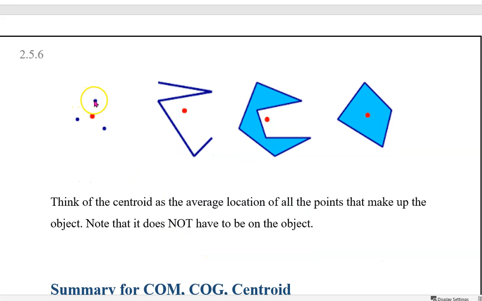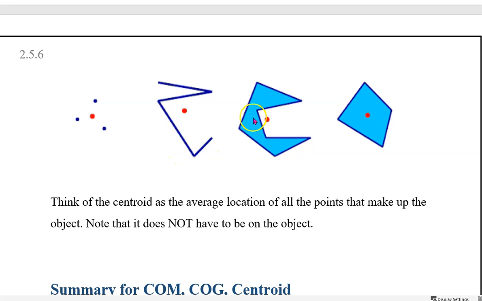Notice here that we have 3 purple dots. These 3 dots right here have a geometric center given by the red dot here. This zigzag line segment here has a center as well, which is at the red dot, which is, of course, not on the zigzag shape at all.